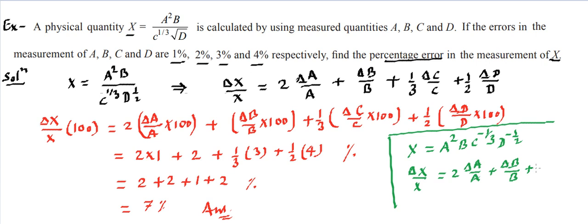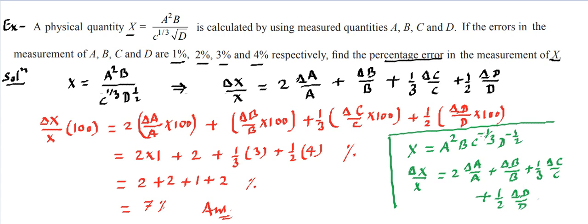So we are not going to write it as minus 1 by 3. We will be writing the positive value of it, because we know this minus sign is simply indicating that this is in the denominator, and we have already talked about whether it's a denominator or a numerator, we need to add them up. So this should not be written as minus 1 by 3, rather we will write it as plus 1 by 3 delta c by c, and similarly plus 1 by 2 delta d by d. Are you getting what I'm trying to indicate?